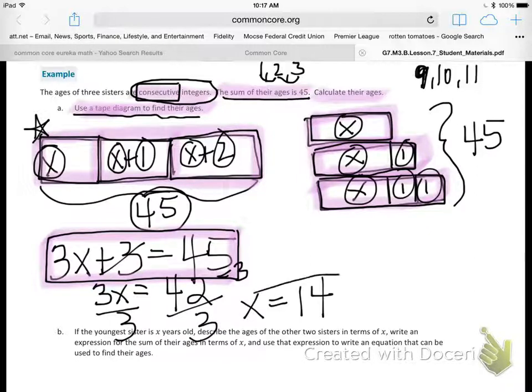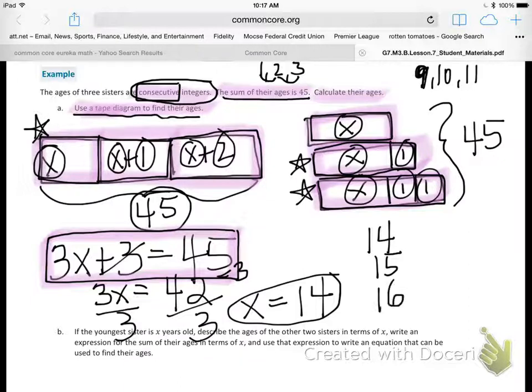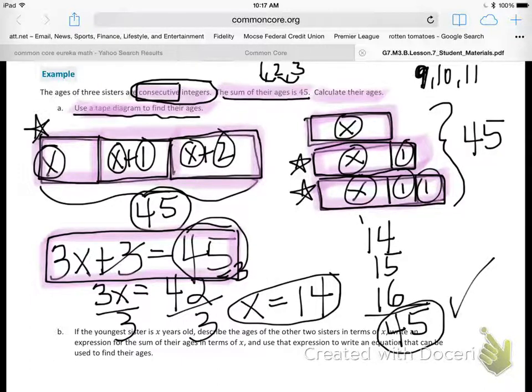So now I know that the first sister, the youngest sister, is 14. The next sister is x plus 1, so she's going to be 15. And the next sister is x plus 2, which is 16. That's 14, 15, 16. If I add all of these up, these should equal 45. That is 15, carry the 1, and that is 45. The fact that they match up when you plug them in makes the equation true.